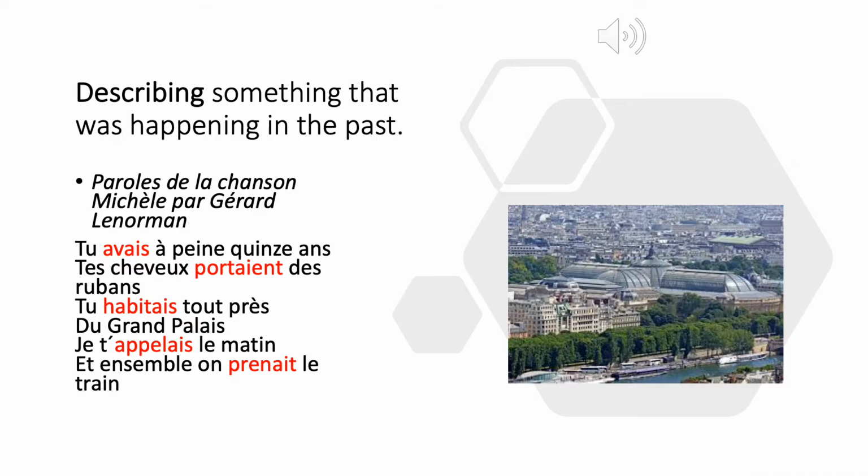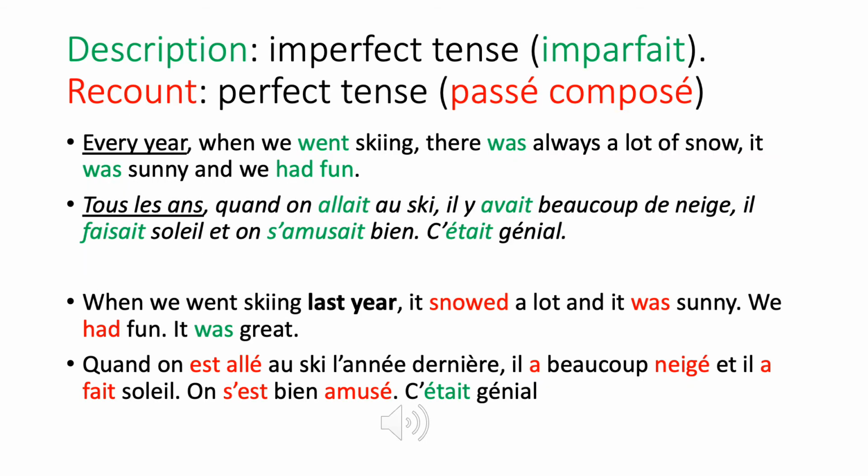The second instance when you use the imperfect tense is when you are describing something that was happening in the past. There is no date attached to it, like with the perfect tense, the passé composé, which refers to a particular time in the past and therefore has to do with recounting, not describing. The imperfect tense is about descriptions. It becomes particularly tricky when we talk about the weather, but the question you always ask yourself is this: am I describing or am I recounting? Description, imperfect tense, imparfait. Recount, perfect tense, passé composé.